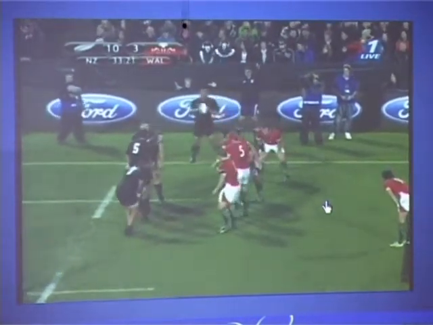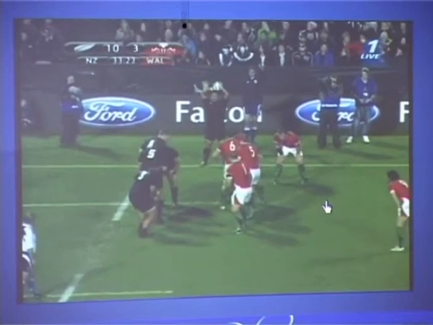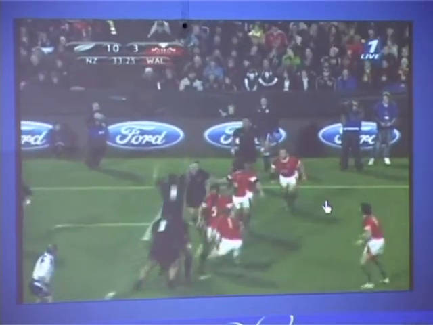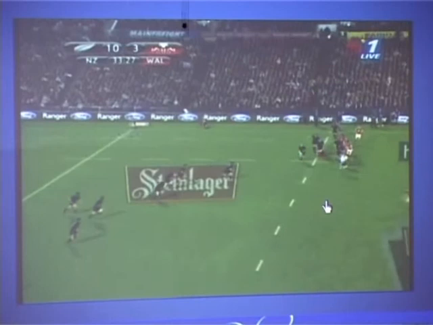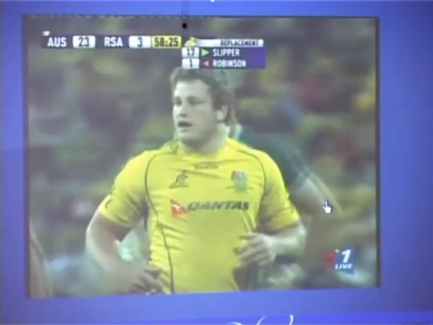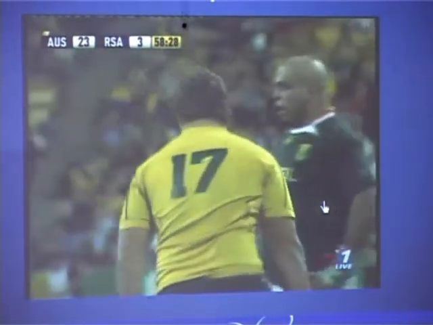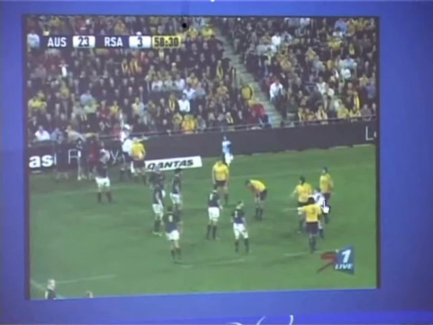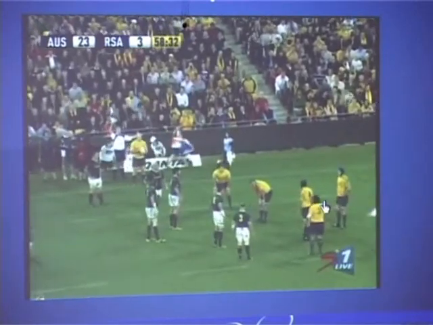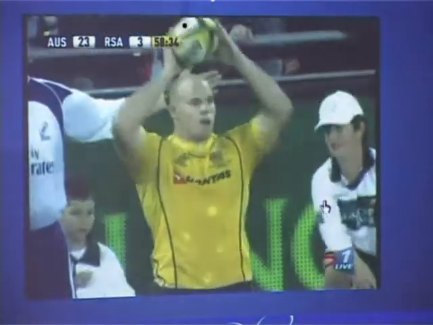See the hooker? He moves away and then he throws on the inside shoulder. I'm going to show you more examples of that. Just the next clip. First tell me what you see.